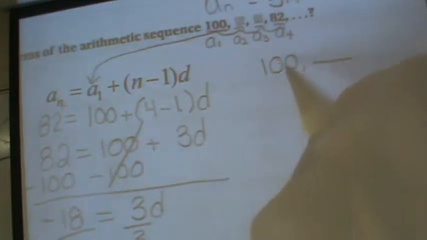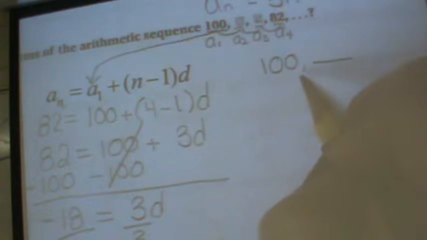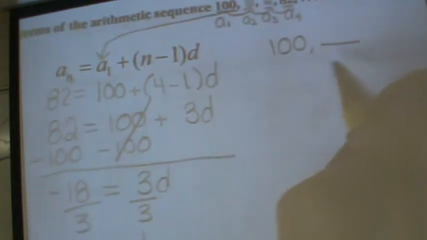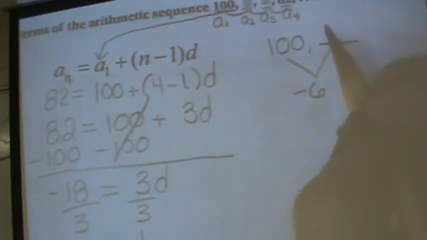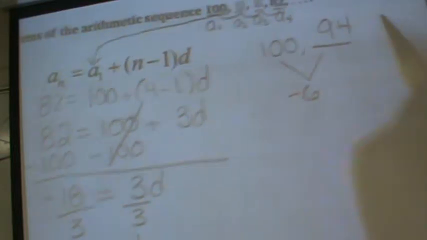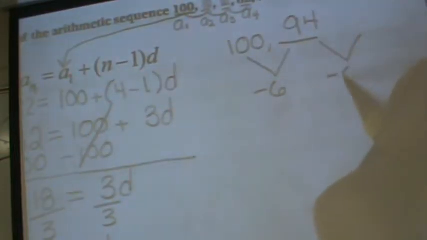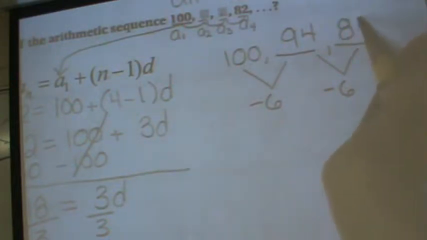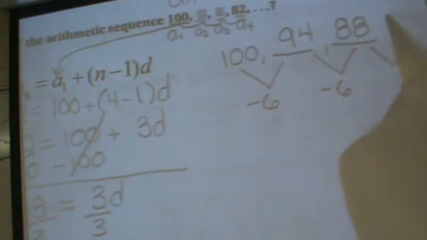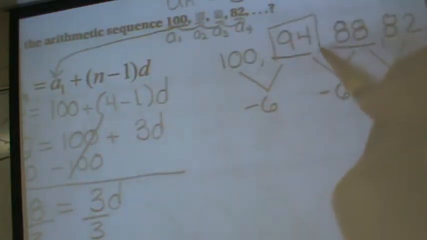If negative 6 is the pattern, now we're going to do recursive. It goes 100 and then what? 94. Uh-huh. And then what? 88. And then what? 82. Okay, but these are the answers that they were looking for, right?